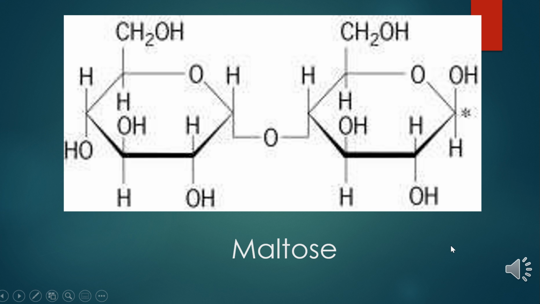This slide is showing the structure of maltose, which is made up of two glucose molecules. It's also called malt sugar. It's an intermediate in the intestinal digestion, the hydrolysis of glycogen and starch, etc. It is found in germinating grains and other plants and vegetables. It contains two molecules of glucose in an alpha 1,4 glycosidic linkage.